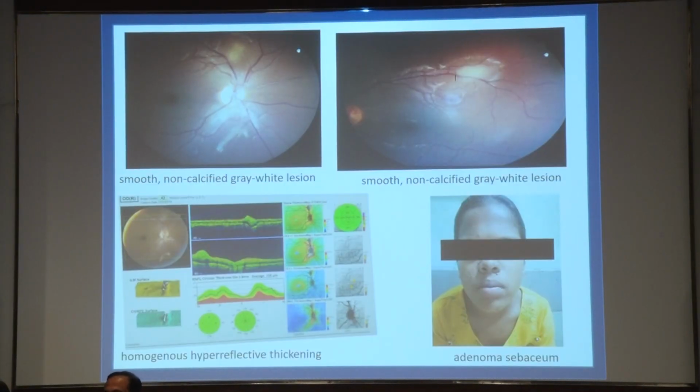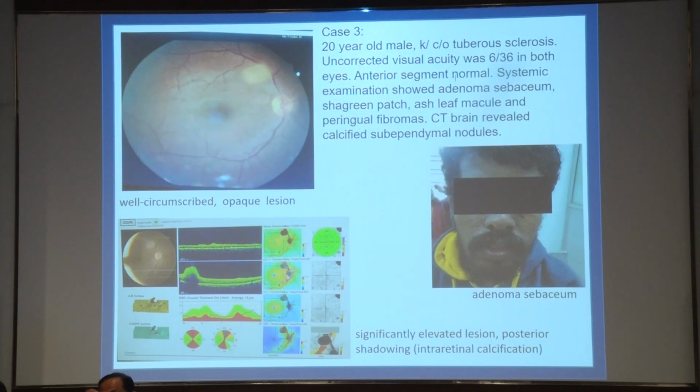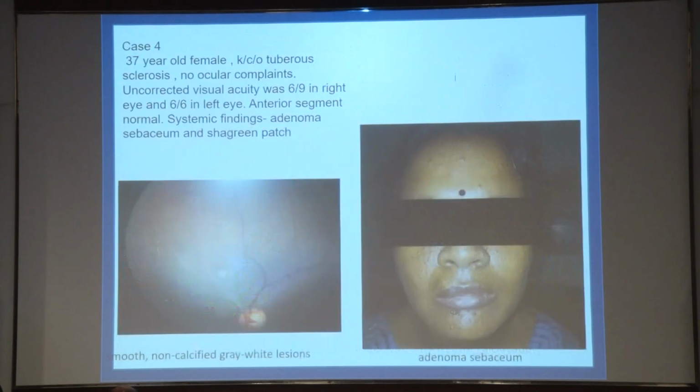Fundus examination showed smooth, non-calcified gray-white lesions in both eyes, and OCT showed homogeneous hyperreflective dome-shaped thickening. The third case, a 20-year-old male, also with tuberous sclerosis, had a unilateral lesion, which was a well-circumscribed opaque lesion, a transitional type 3 lesion. The OCT showed a significantly elevated lesion with intralesional cavitation with posterior shadowing.